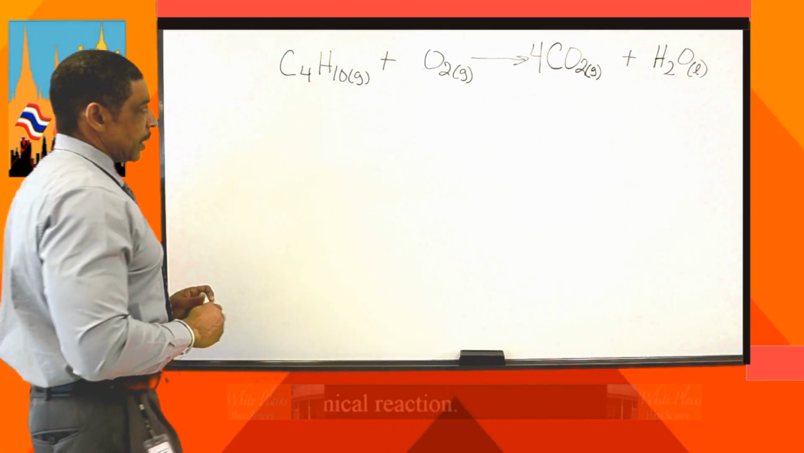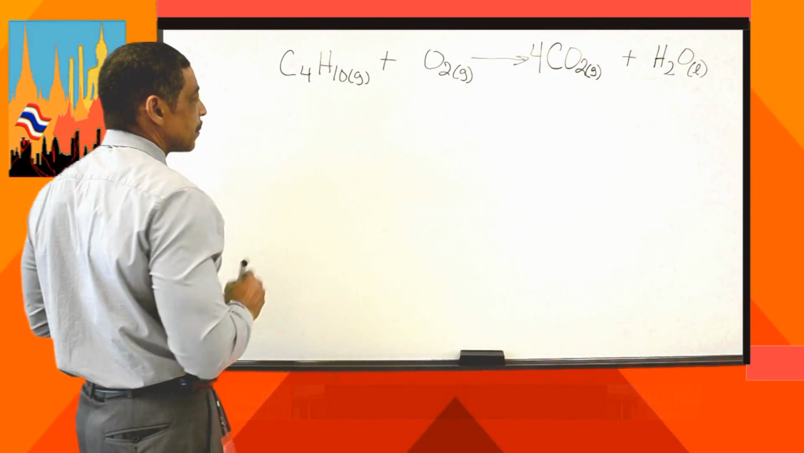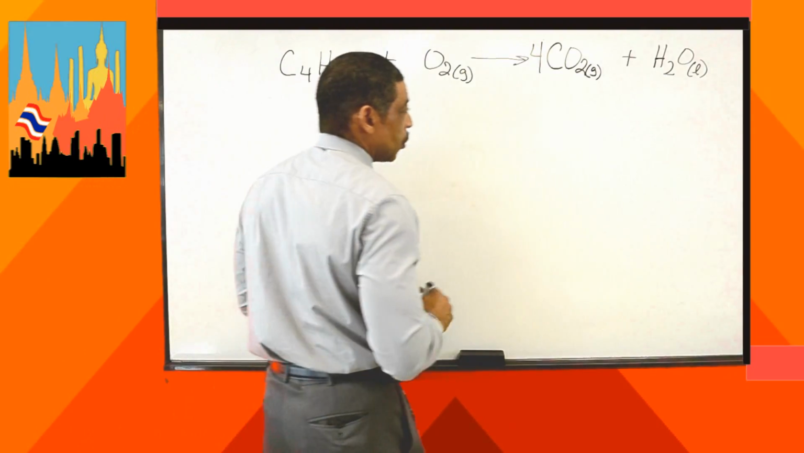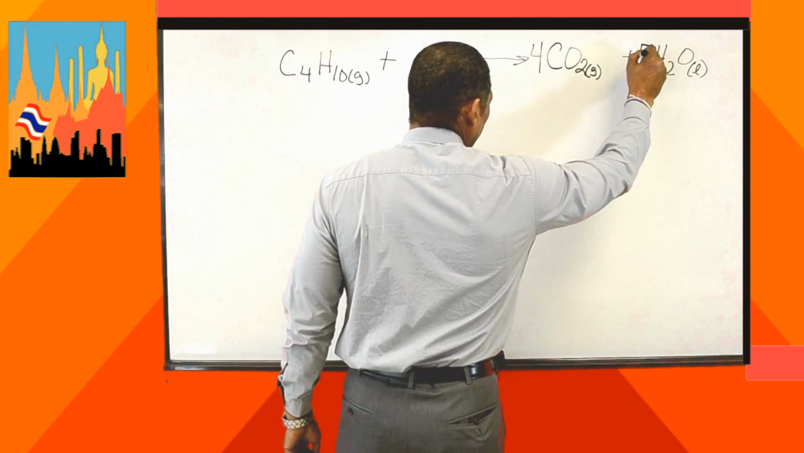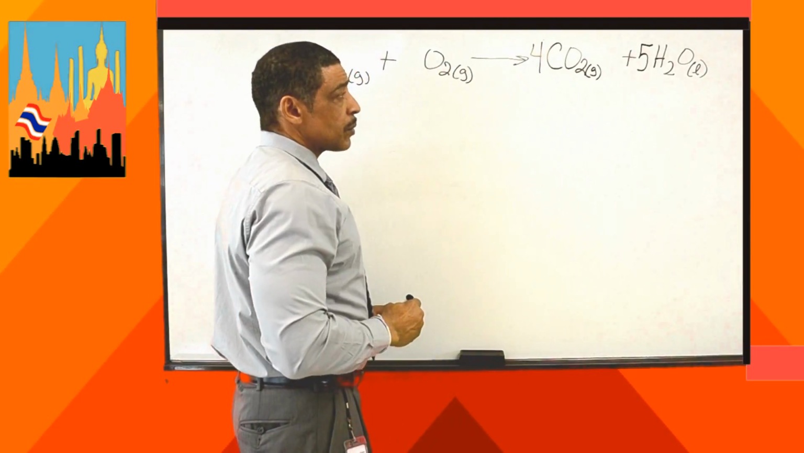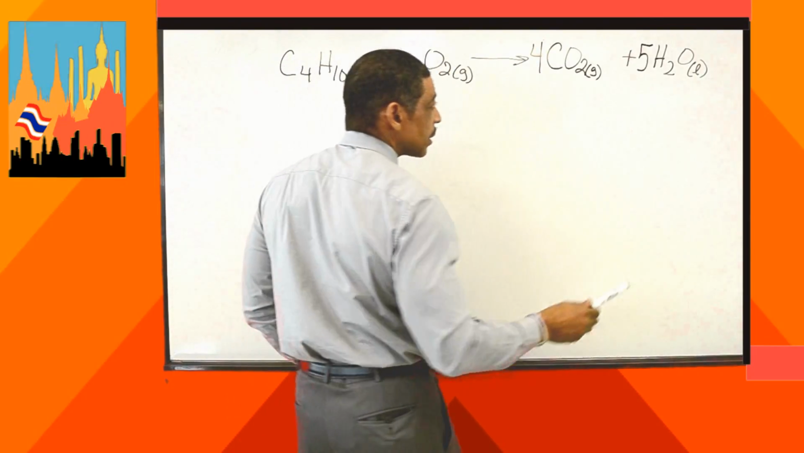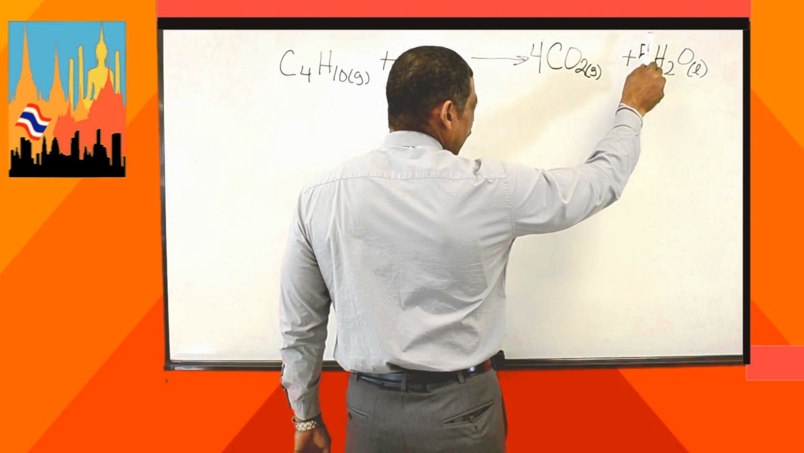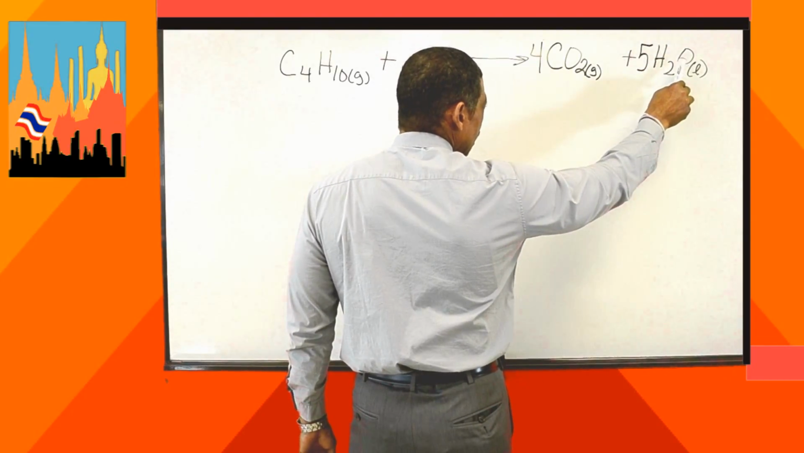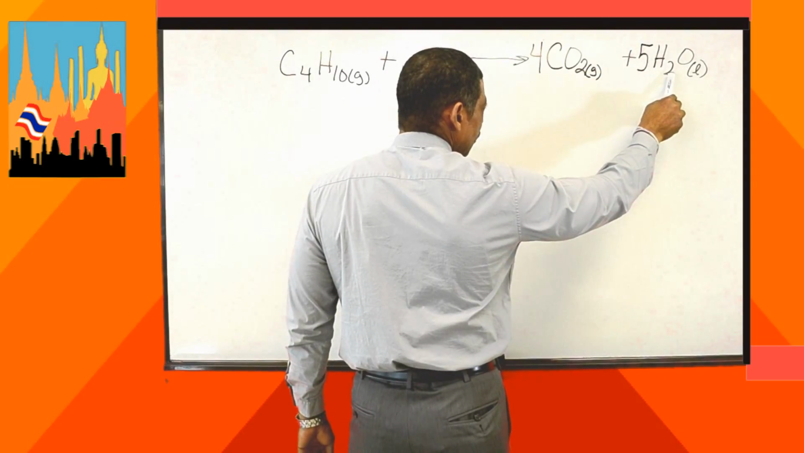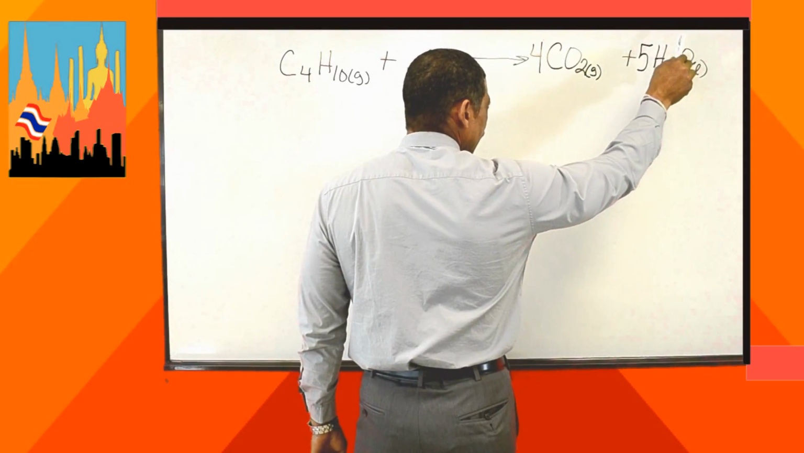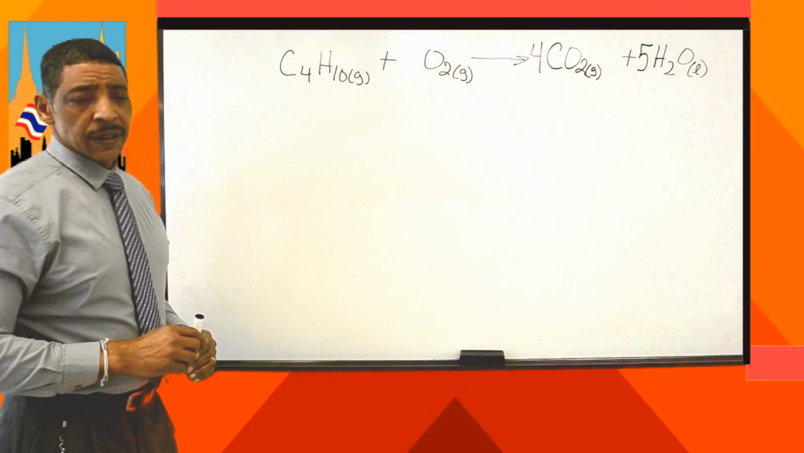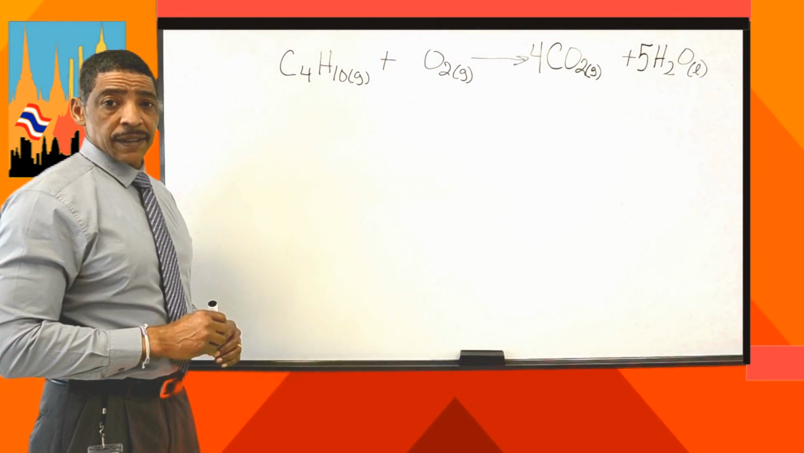Butane also contains 10 moles of hydrogen. So to balance the hydrogens, we have to place a 5 in front of the liquid water, because the liquid water molecules only contain 2 hydrogens each. So by placing a 5 in front of the liquid water, we now have 5 times 2 for 10 moles of hydrogen on the right side.